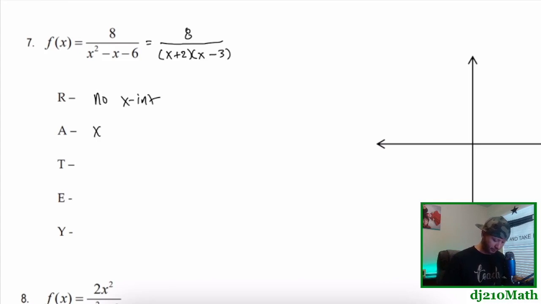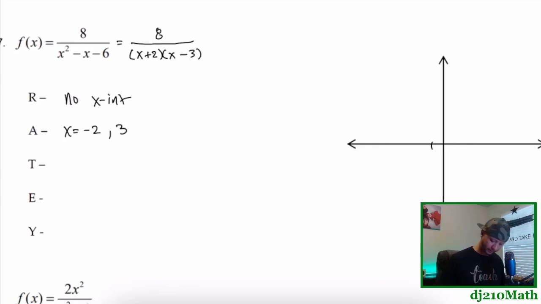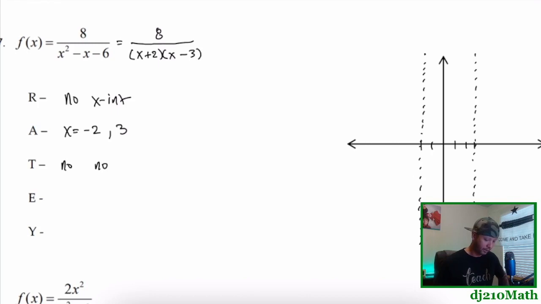Setting the bottom equal to 0. x equals negative 2 and positive 3. So that's where my vertical asymptotes are going to be. So negative 2, positive 3. Are there any square factors in the top and bottom? No and no. End behavior, horizontal asymptote. This is definitely bottom heavy. So y equals 0.